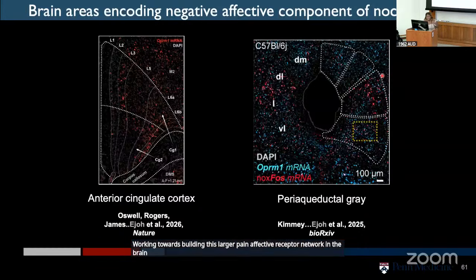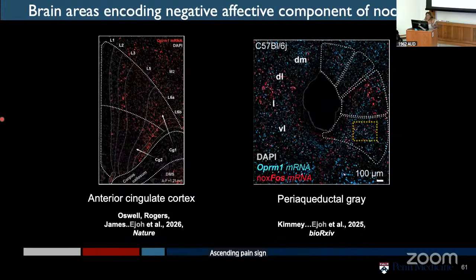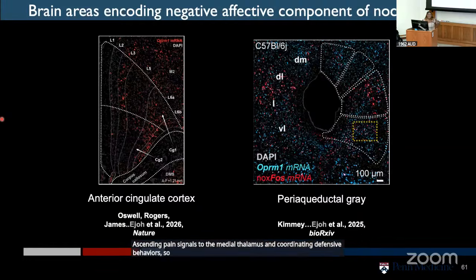And the PAG connectivity specifically with medial thalamic Mu-opioid receptor neurons is interesting because PAG is also involved in processing aversive behaviors and pain aversion, sending pain signals to the medial thalamus and coordinating defensive behaviors. So these areas connected with the medial thalamus help support what seems to be a network that works together to process pain and then coordinate pain behaviors.